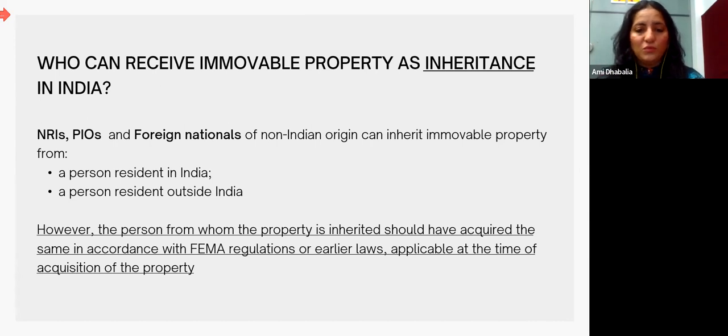However, the person from whom the property is inherited should have acquired the same in accordance with FEMA regulations or earlier laws applicable at the time of acquisition. Now, the FEMA regulation here is a little heavy concept. So basically, what money you can use to purchase the property and what should be the source of the money, and there are many other conditions, but they have to be adhered to. Only then can the foreign nationals of non-Indian origin inherit.